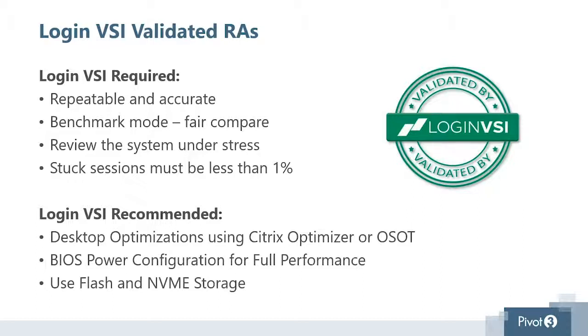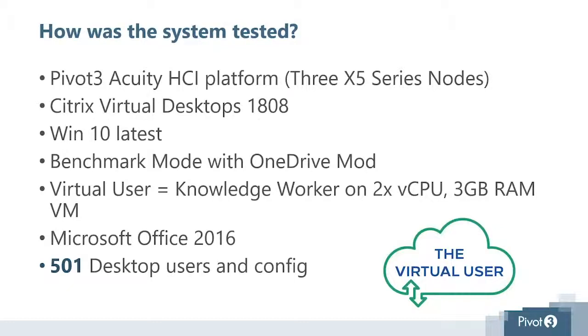And then some recommendations. Desktop optimizations are highly recommended by Login VSI, as well as BIOS power configuration settings, and of course using Flash and NVMe storage, all 3 of which Pivot3 did in their testing. So we tested Pivot3's Acuity HCI platform with 3 X5 series nodes. Again, Keith's going to cover all of these more in detail with you. We used Citrix Virtual Desktop 1808 with the latest Win 10 build at the time. It's important to note that we use the latest because it does include security patches. So this is a system that's been tested that does include some of the security patches that are there for Intel, some of the security patches that are in place by Windows, so on and so forth.